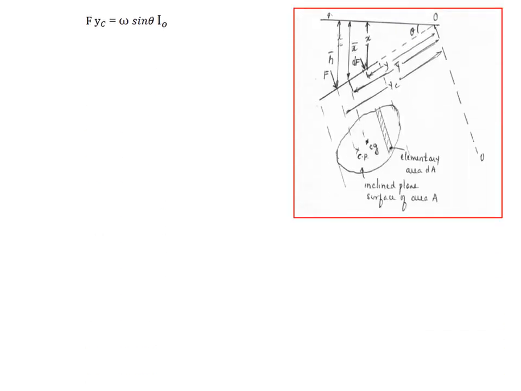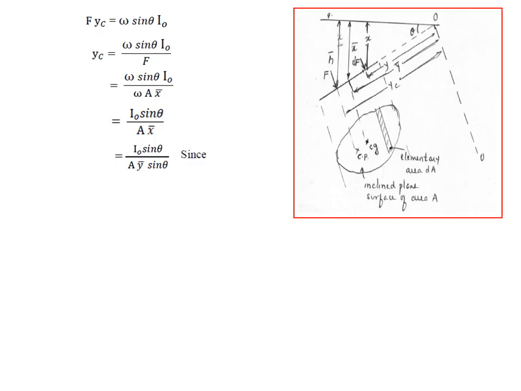Writing this again, I want the distance yc, so yc is omega sin theta I naught by F. But you have already derived that F is equal to omega A x bar, so substitute. Omega cancels, and we are left with I naught sin theta by A x bar. Now you know that x bar is nothing but y bar sin theta, because I want all the inclined distances. So sin theta gets cancelled out, and you are left with I naught by A y bar.